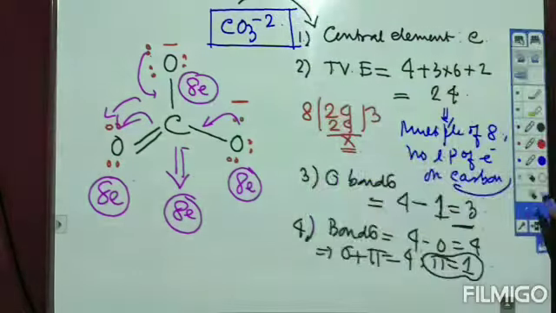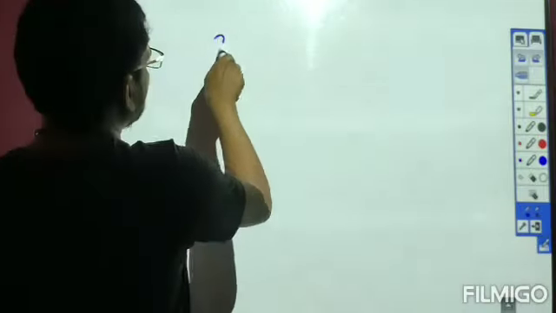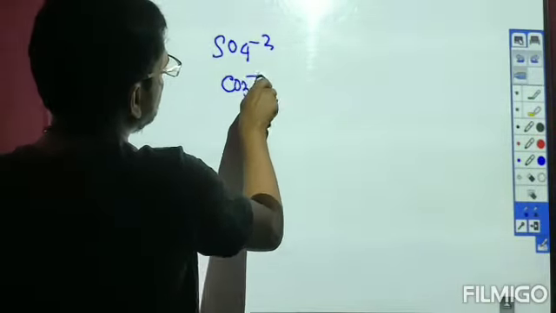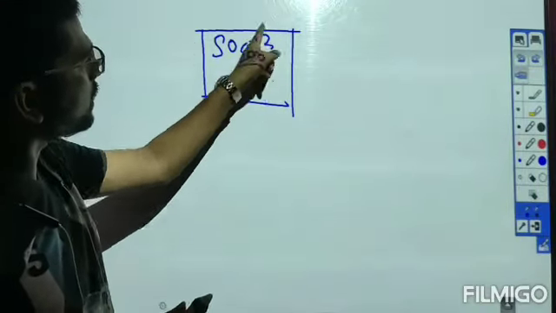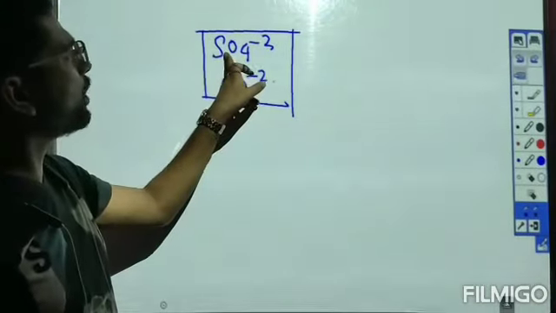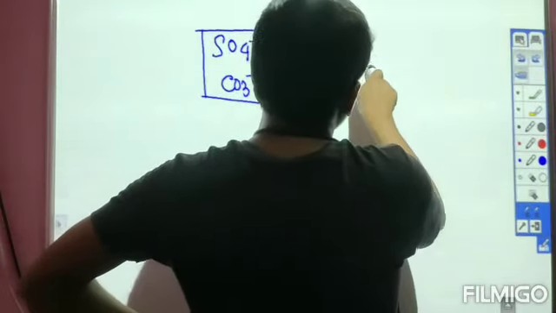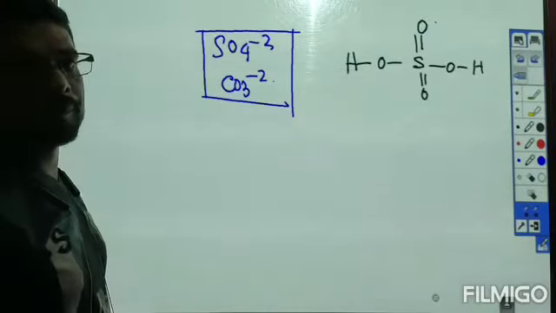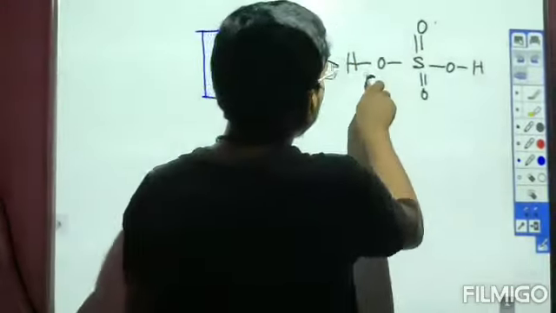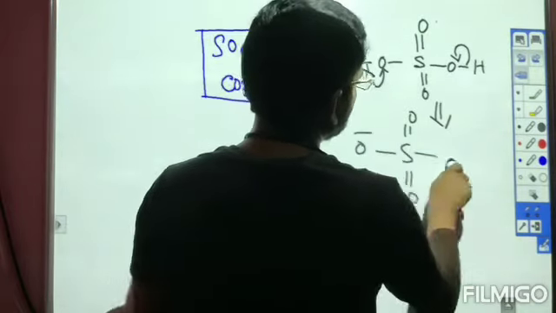You must have some idea of how to draw the structure of SO4 minus 2 or CO3 minus 2. Don't panic just by looking at this minus charge. What do we do with the minus charge? Basically, think of SO4 minus 2 as coming from, say, H2SO4. If you draw the structure of H2SO4 and then just remove this hydrogen, then it will be C double bond O, O minus.